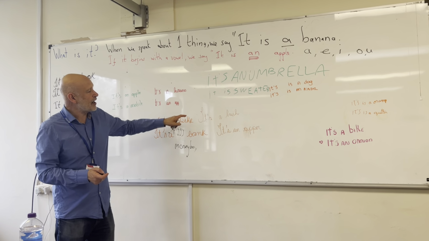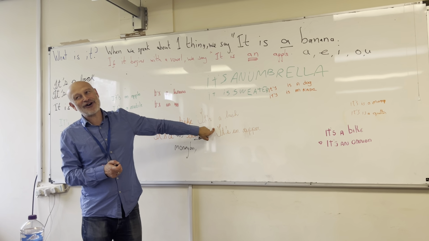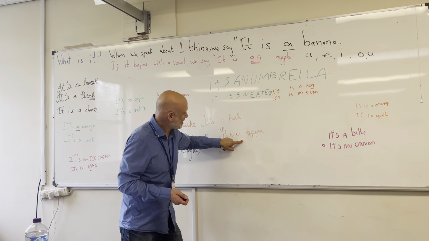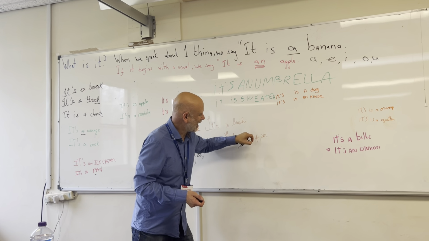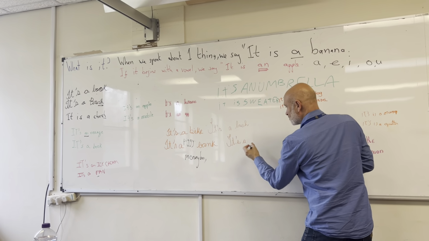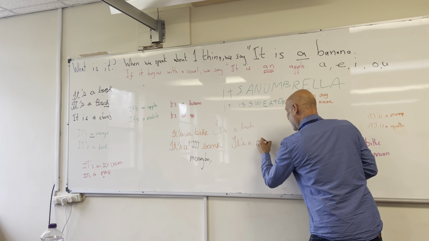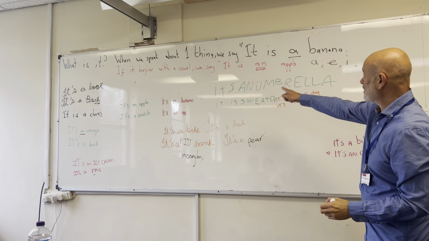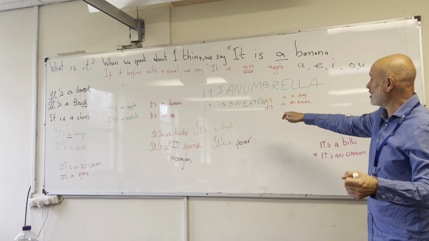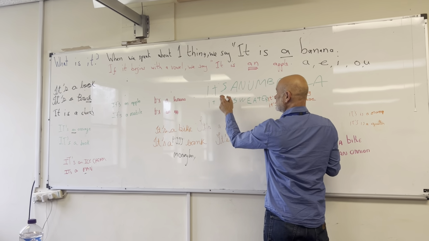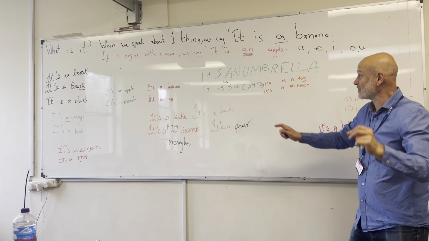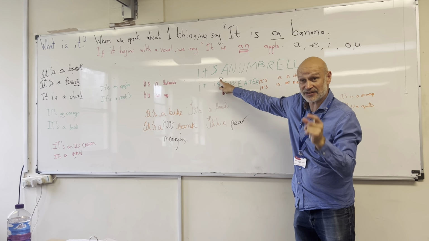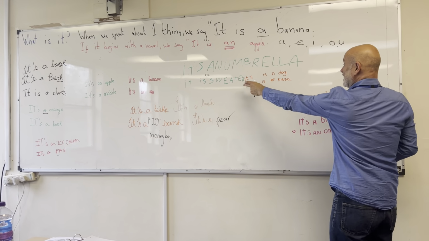Okay? It's a brush. Good try. It is a pear. And we spell it like this. P-E-A-R. It's an umbrella, well done. It's a sweater. Remember, it is a sweater. We mustn't forget these little articles, okay? These are really important. It's a dog.